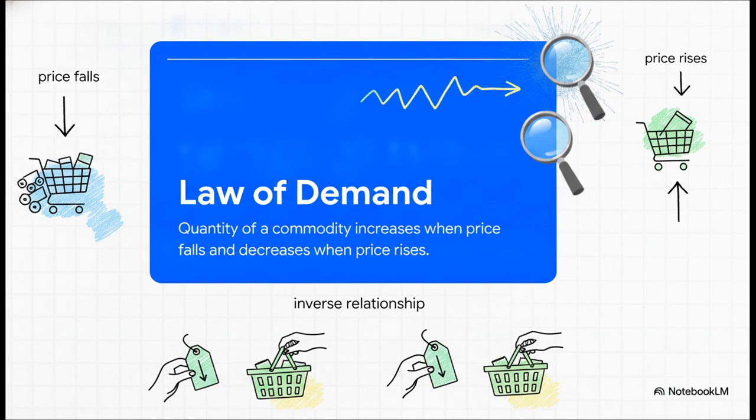And here's the formal definition that answers that exact question. The law of demand basically states that the quantity of a commodity increases when the price falls, and it decreases when the price rises. It's a wonderfully simple inverse relationship. Just picture a direct tether between the price tag on a shelf and the physical amount of stuff we're willing to toss into our carts. When one goes up, the other comes down. But as with all things in economics, you know there's a catch.